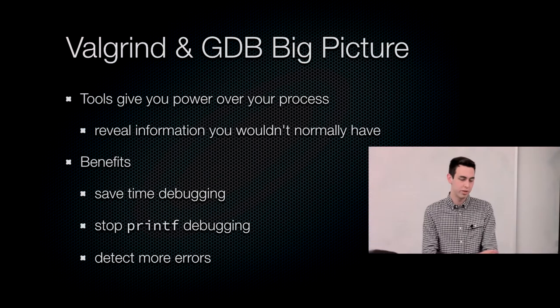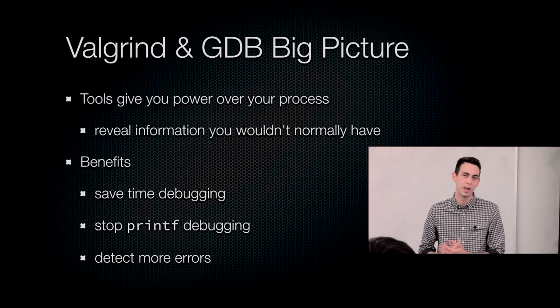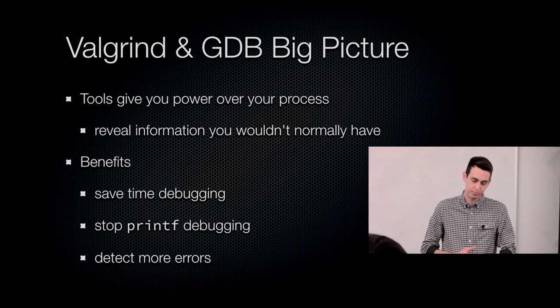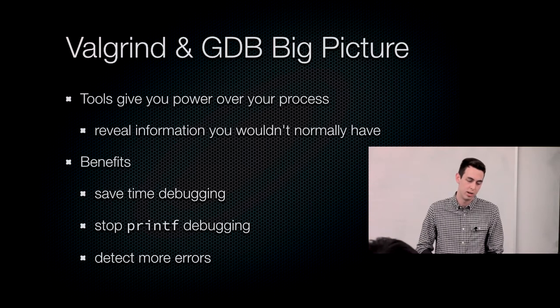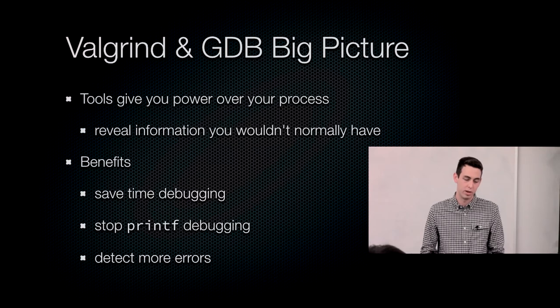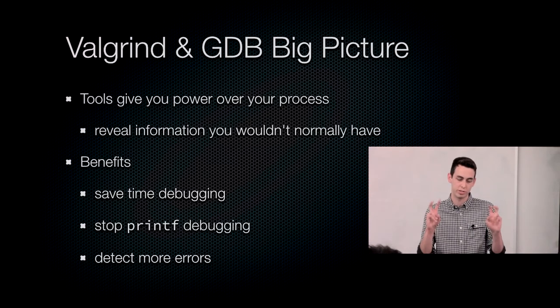So Valgrind and GDB are another kind of tool that give you a certain view that you wouldn't have otherwise. GDB helps you introspect processes in a way that you can't really do by hand. And Valgrind gives you a view of your program's memory consumption that you wouldn't have without it. So these save a ton of time debugging. Seriously, use these tools. They stop you from doing really error-prone stuff like printf debugging and the strategy of memory management that is just hope. That doesn't pan out very well in the real world.